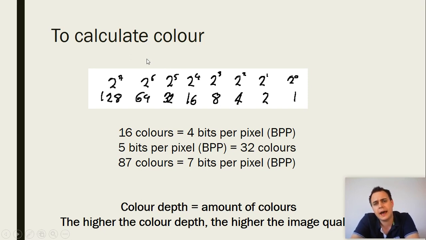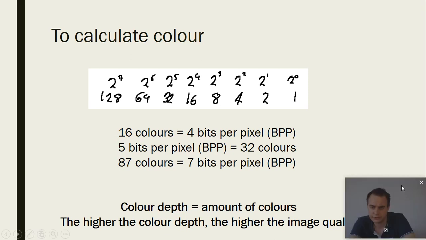Let's go for, I've got 6 bits per pixel. How many colors do I have? The answer is 64, because 2 to the power 6 is 64. So I hope that's okay, guys, and I hope you can figure out how many bits per pixel you can have based on the amount of colors you've got.